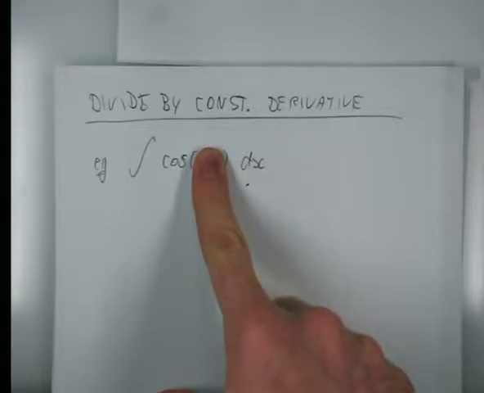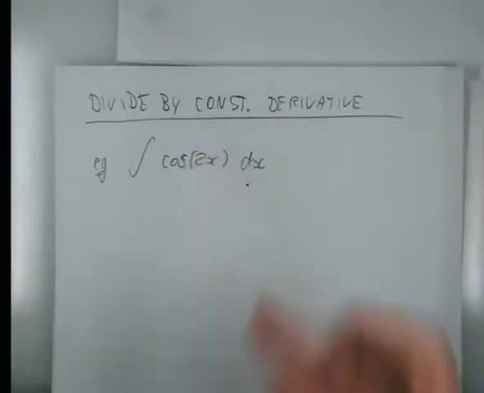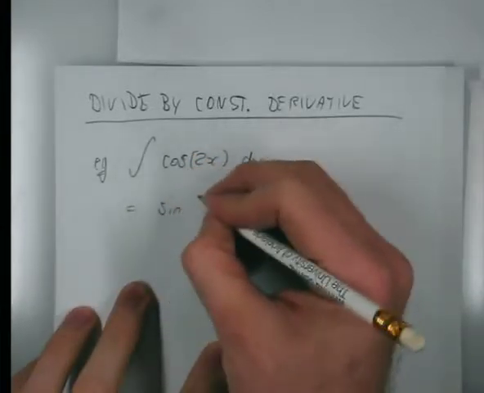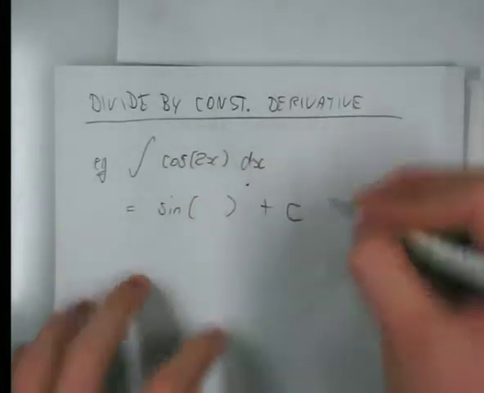Now let me just check that. The derivative of cos is minus sine. Okay, so it must be the plus. So the integral of cos is plus sine, and so I'm going to get sine plus c.